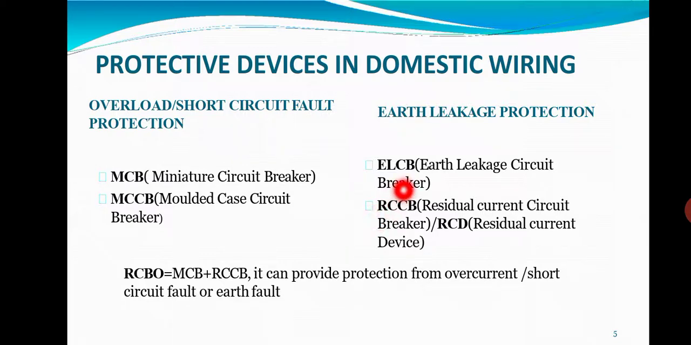So for earth leakage circuit breakers, there are two types: voltage operated earth leakage circuit breakers and current operated earth leakage circuit breakers. Then we see RCCB, that is residual current circuit breaker, and RCD, residual current device. Okay, so we will discuss in detail what the protective devices are in the class tomorrow.